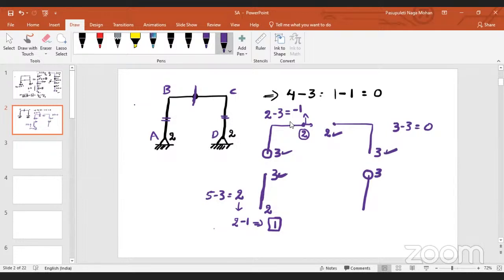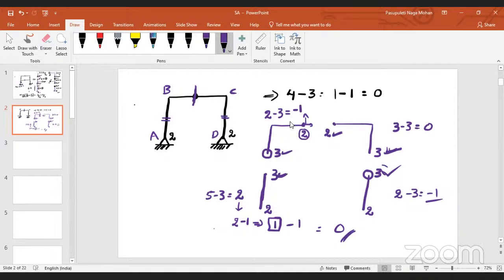How many will exist at point D? 2, as it is a hinge support, 2 will exist. As this 3 is known, this 3 is also known. So how many unknowns are there? 2 unknowns. How many equilibrium equations again? 3. How many additional equations? Minus 1. So again, if I add minus 1 here, what is the indeterminacy?